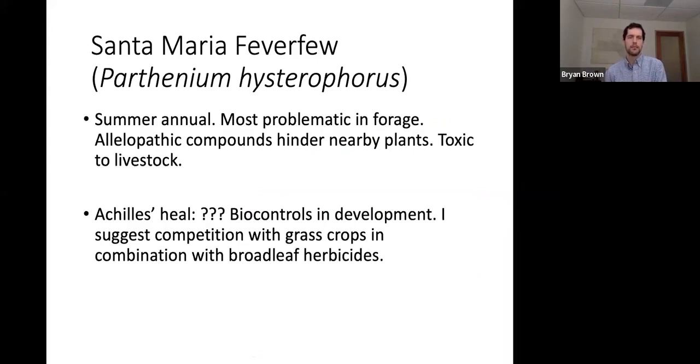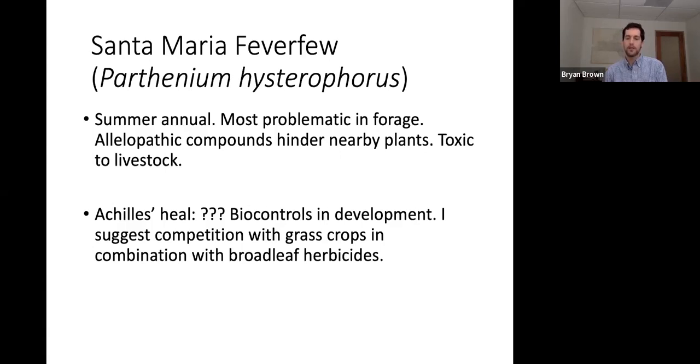It seems to be most problematic in forage systems, even though it is an annual. And I think part of that is that it has some allelopathic compounds that it exudes that hinder the plants nearby, and it's toxic to livestock. So I could see why it's an issue for pasture and folks with livestock. I didn't find a great Achilles heel for this weed, but it is a new one to me, so I'll keep my eye out.